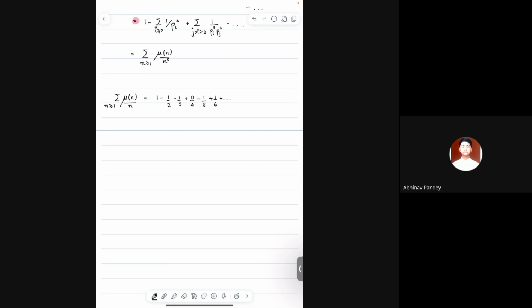Now I want to remove all the numbers that are divisible by 3. Okay. So I've removed all the even numbers. I've removed all the numbers that are divisible by 3. But that means I have removed the numbers that are divisible by 6 twice, right? So I want to add those back. So that's why I have a plus 1 over 6. I'm not doing anything to the 4.